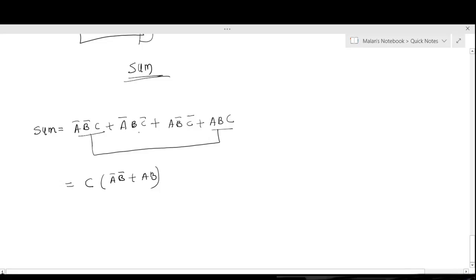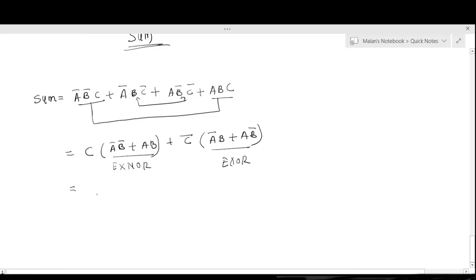And from these two terms, I will get C bar as a common outside, and in the bracket I will get A bar B plus AB bar. Now again we know that A bar B bar plus AB is the XNOR operation, and AB bar plus A bar B is the XOR operation. Now I can rewrite the expression like this: C (A XNOR B) plus C bar (A XOR B).